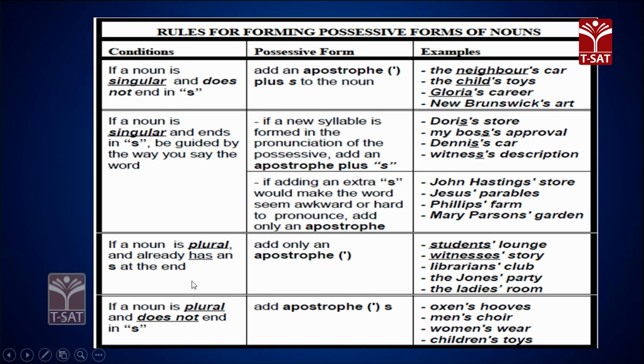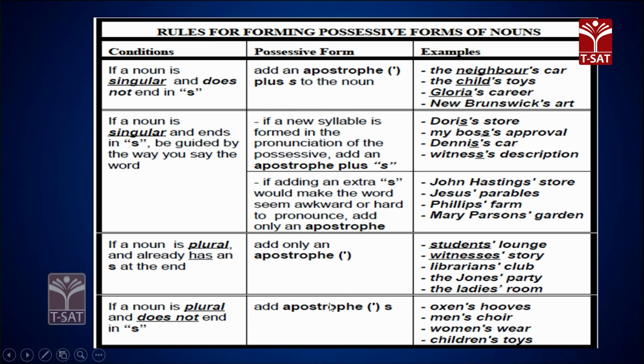The third condition is, if a noun is plural and already has an s at the end. Earlier we discussed singular nouns, but now we are going to discuss plural. If a noun is plural and already has s at the end, add only an apostrophe like in the earlier case. Students' lounge, witnesses' story, librarians' club, the Joneses' party, the ladies' room, something like that.